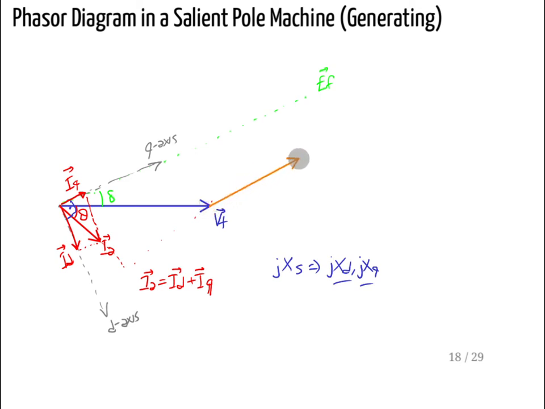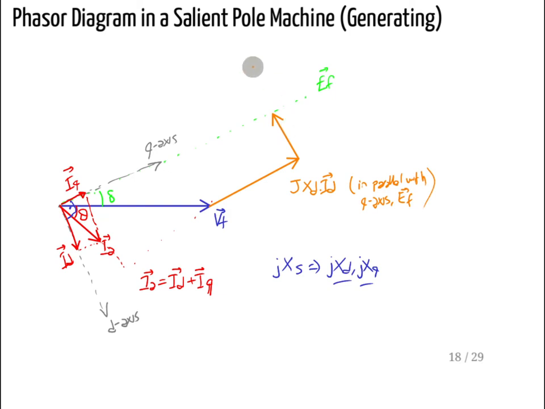So this one is jXd times Id vector. This is in parallel with the q-axis, and therefore the q-axis definition is our Ef vector direction, right? So then I have Iq, and I'm multiplying it with jXq, okay? So it becomes rotated 90 degrees, so it comes to here.